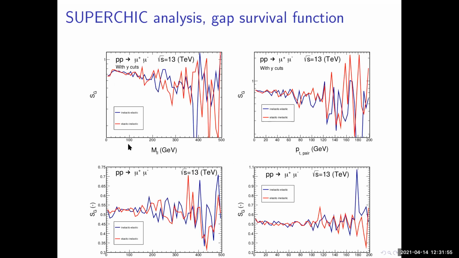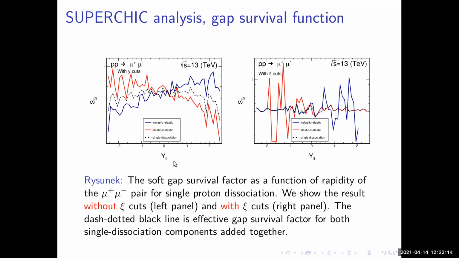So this is gap survival as a function of the invariant mass of the dilepton pair. There is some effect, however, fluctuations are so big that one cannot see this effect clearly. With cuts, this gap survival is smaller. We found an interesting effect of the gap survival as a function of the rapidity of the dilepton pair. You can see here that there is a clear dependence on the rapidity of the pair in the case when we do not include cuts on the proton. If we include cuts, this dependence disappears.